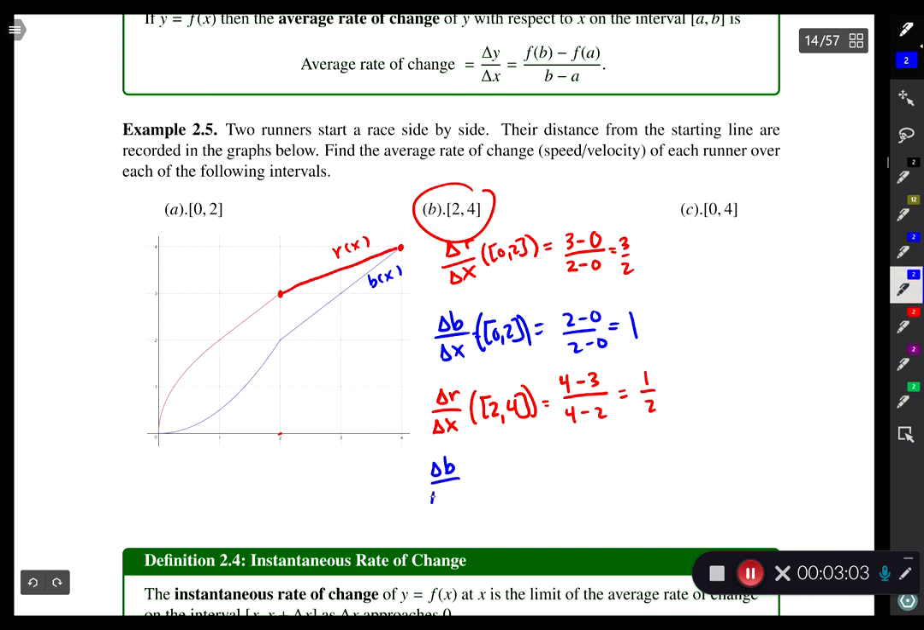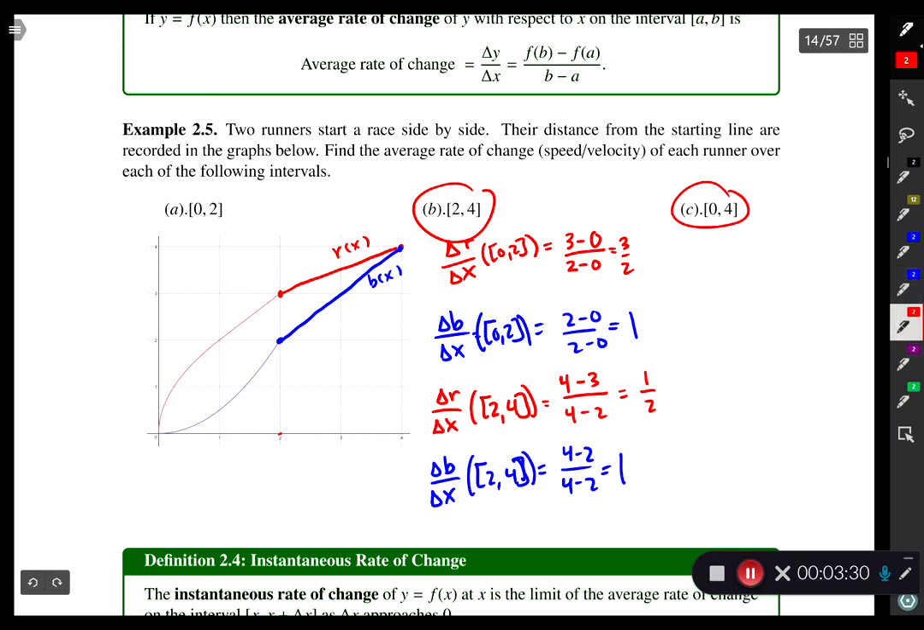And then delta b over delta x from 2 to 4 is going to be, well, we're starting at 2, 2, and ending at 4, 4, so this is 4 minus 2 over 4 minus 2, and so the slope there is 1. We calculated the slope of that blue line there is 1. The last thing we need to do is part C, and that's to find the average rate of change over the whole interval from 0 to 4.